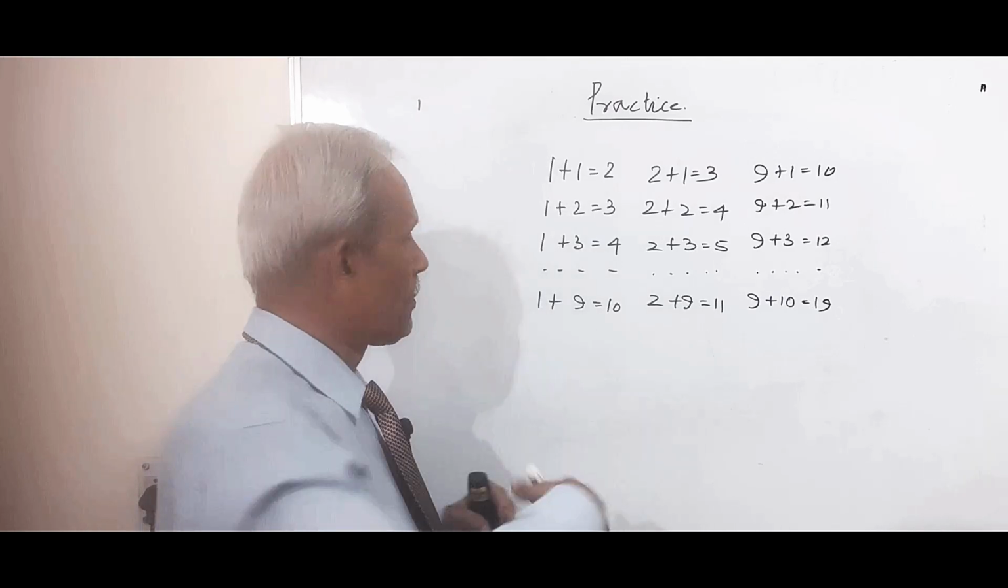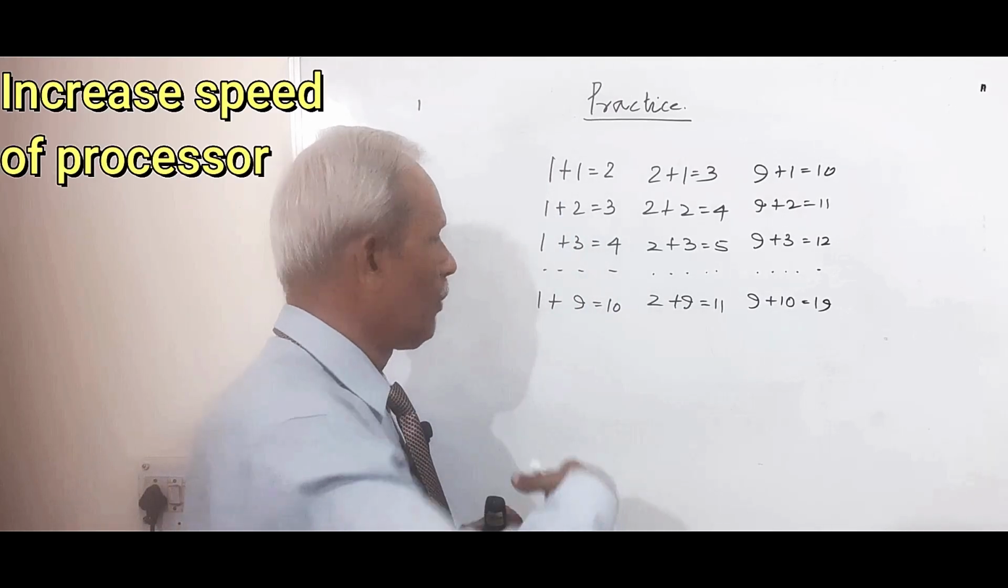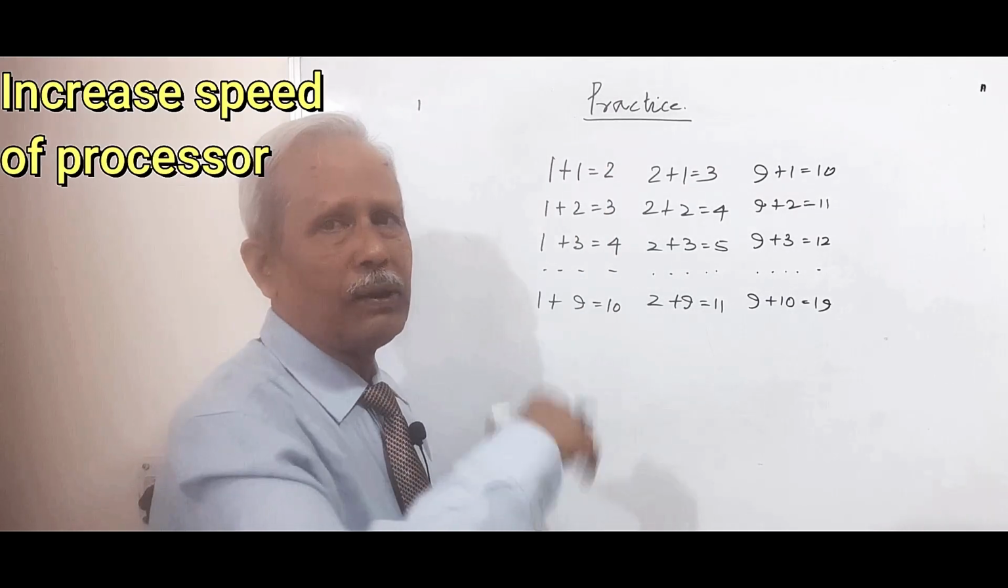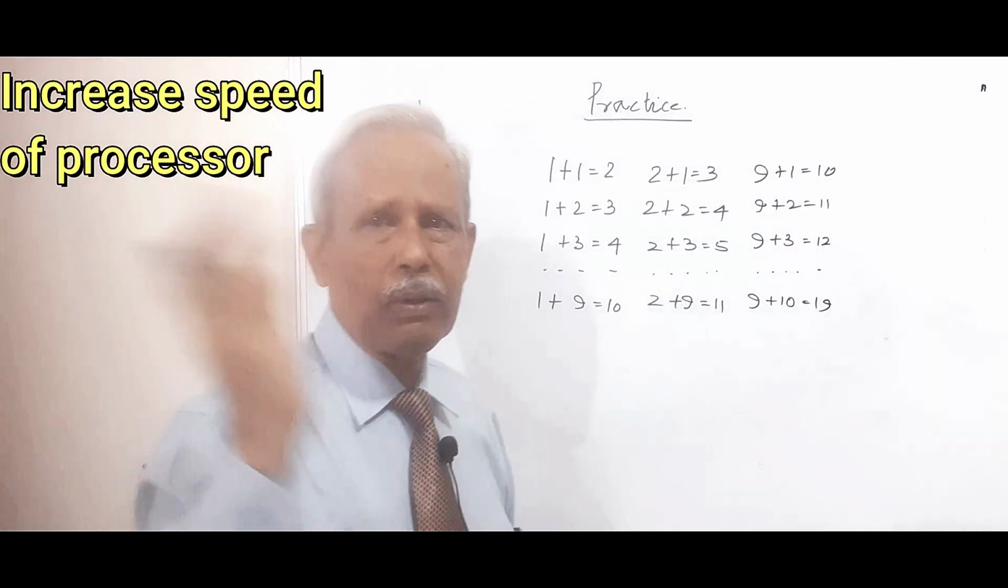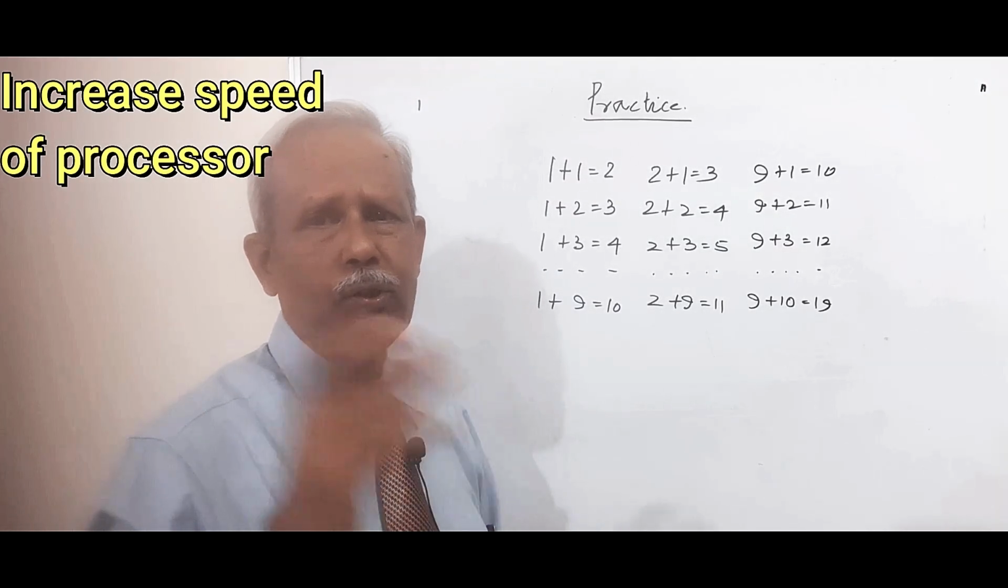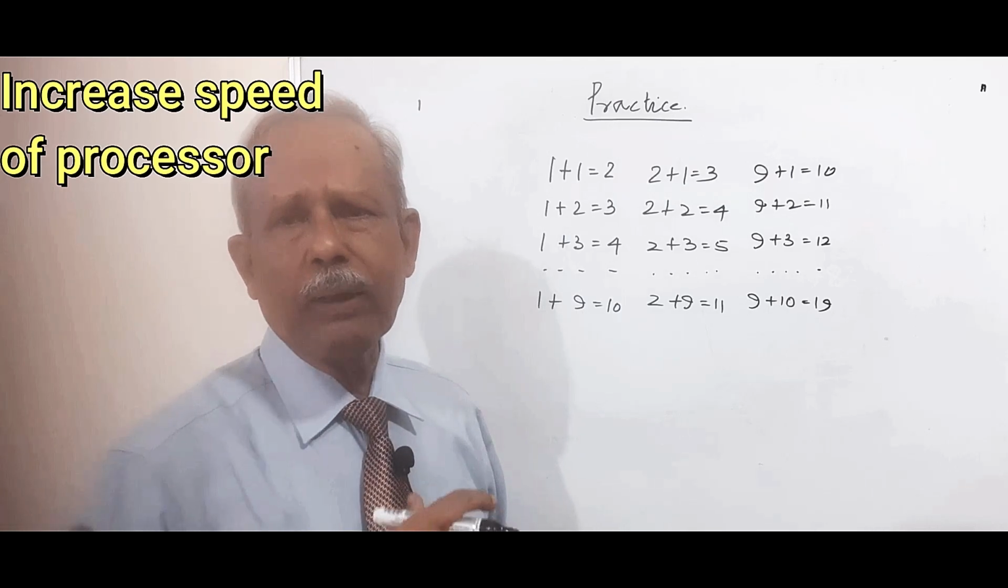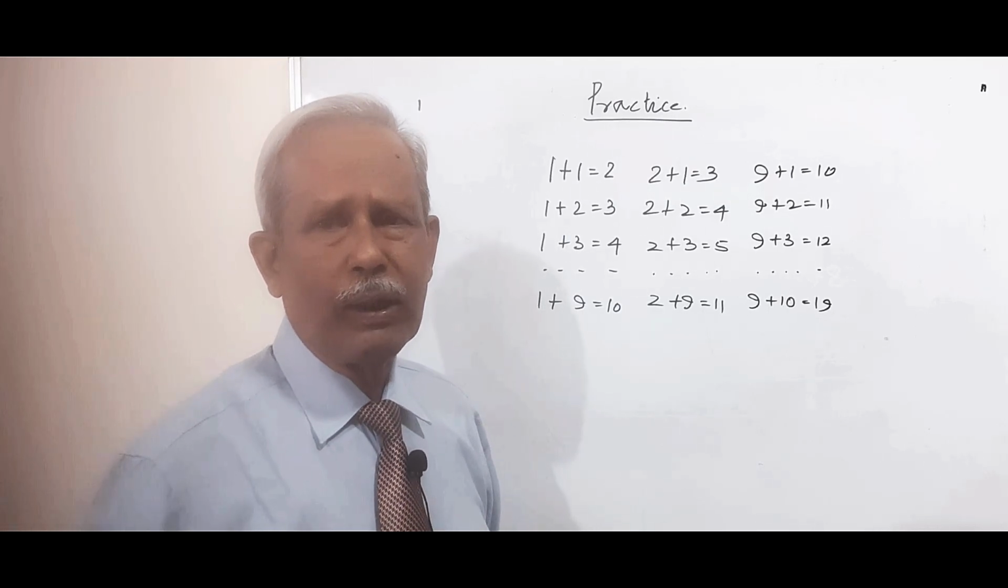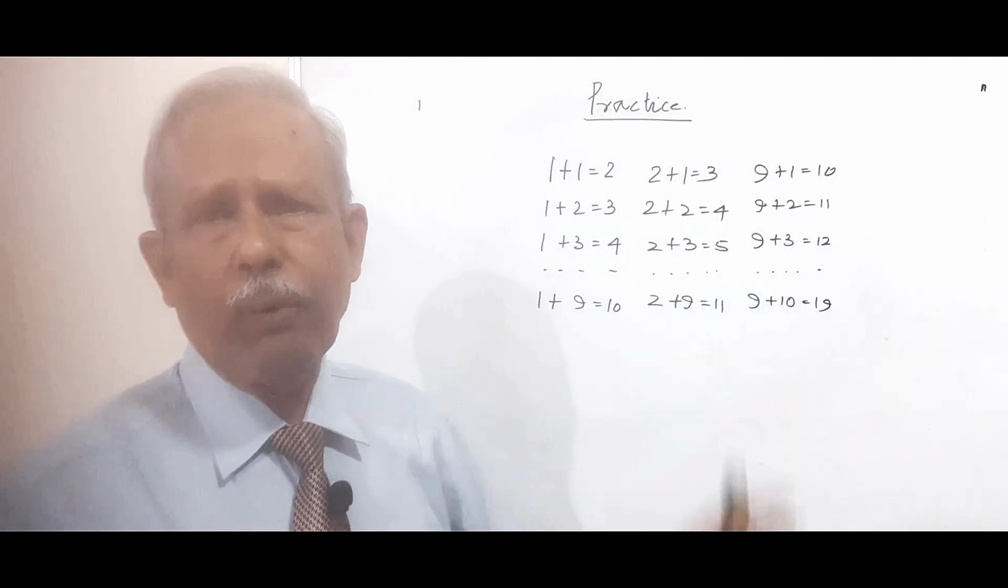1 plus 5 is 6, 1 plus 6 is 7, 1 plus 7 is 8, 1 plus 9 is 10, 2 plus 1 is 3, 2 plus 2 is 4, 2 plus 3 is 5, 2 plus 4 is 6, as quickly as possible. 9 plus 1 is 10, 9 plus 2 is 11, 9 plus 3 is 12, 9 plus 4 is 13, 9 plus 5 is 14, as quickly as possible.